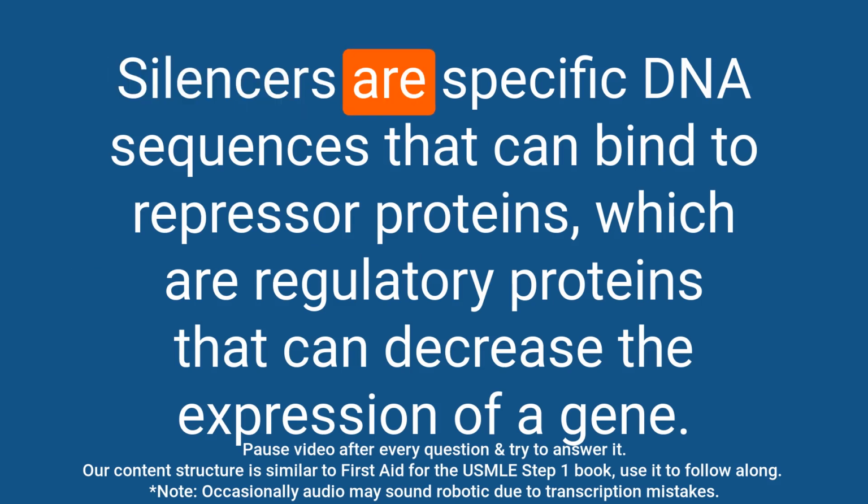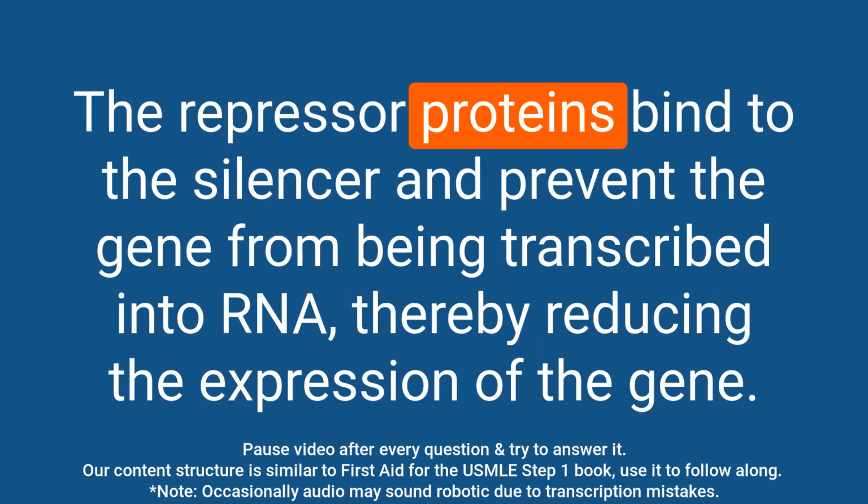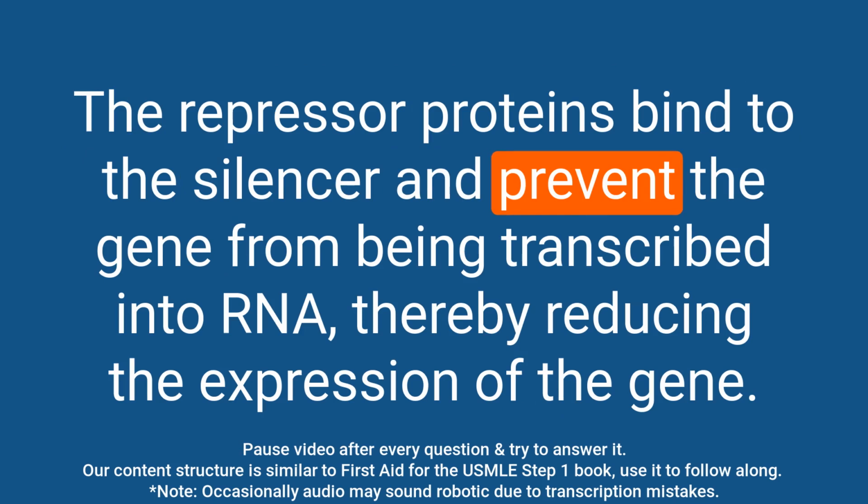Question: how does silencer work in regulation of gene expression? Answer: silencers are specific DNA sequences that can bind to repressor proteins, which are regulatory proteins that can decrease the expression of a gene. The repressor proteins bind to the silencer and prevent the gene from being transcribed into RNA, thereby reducing the expression of the gene.